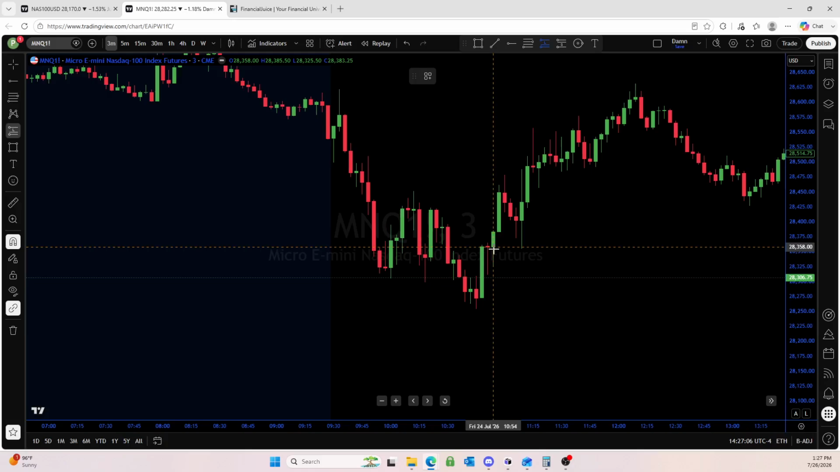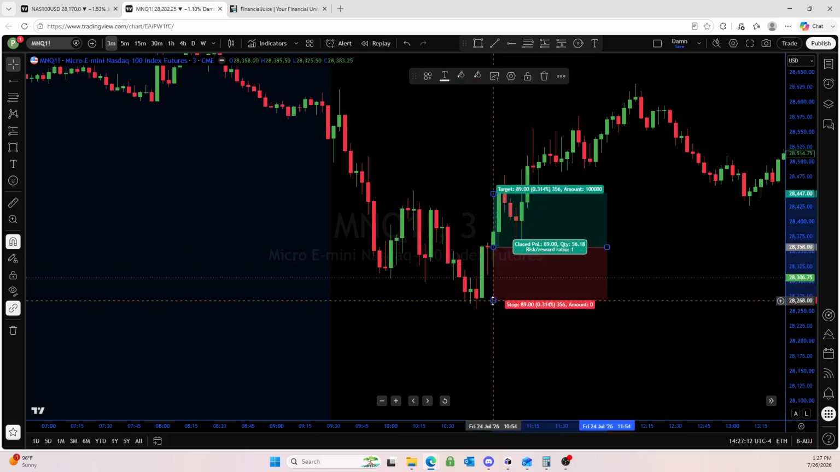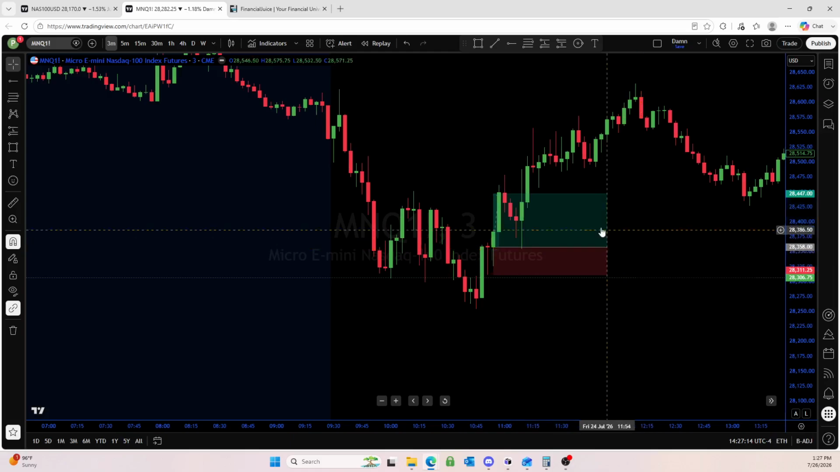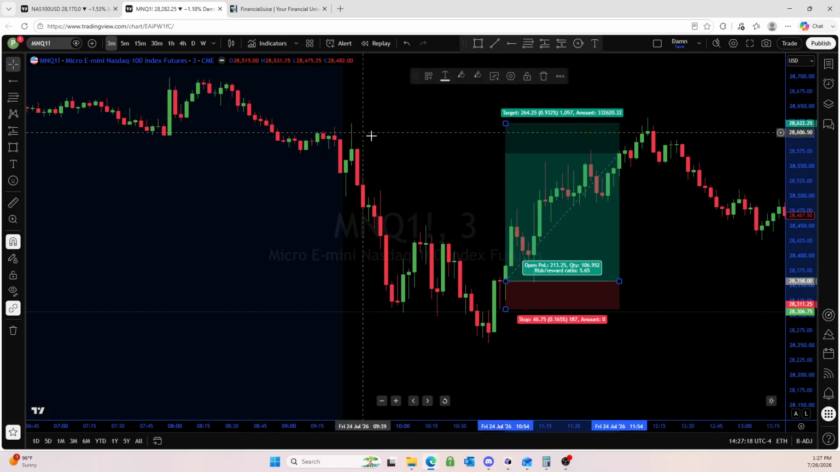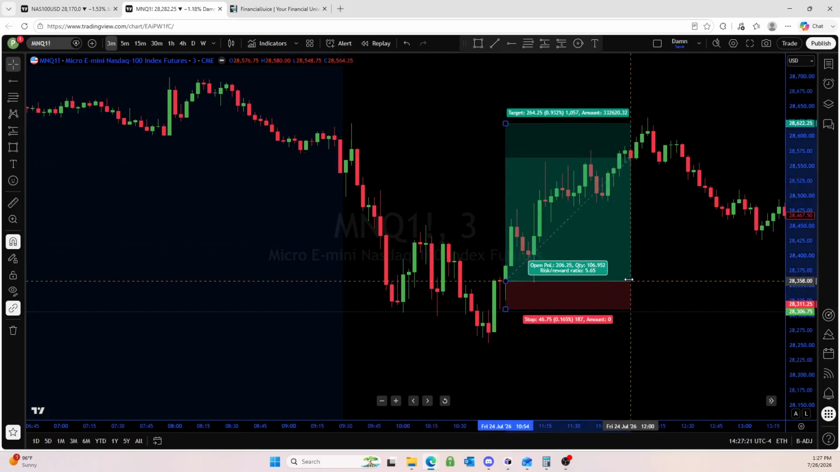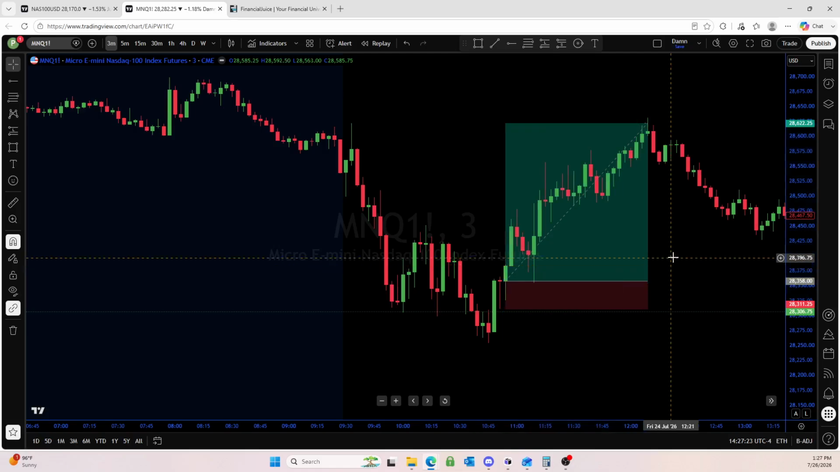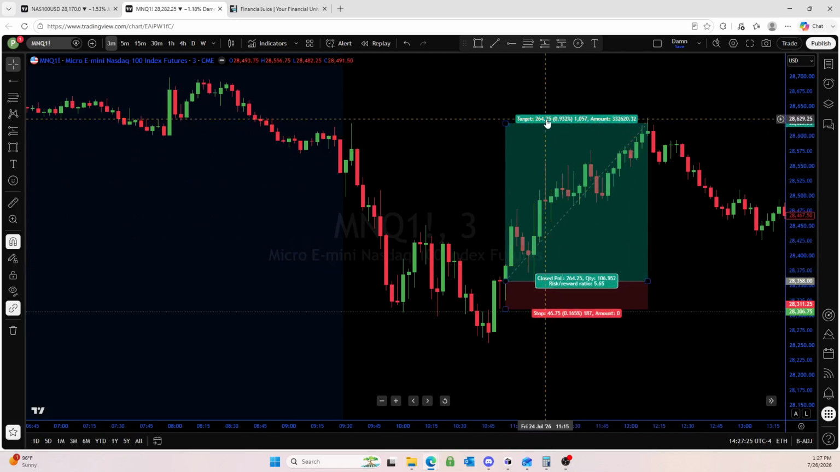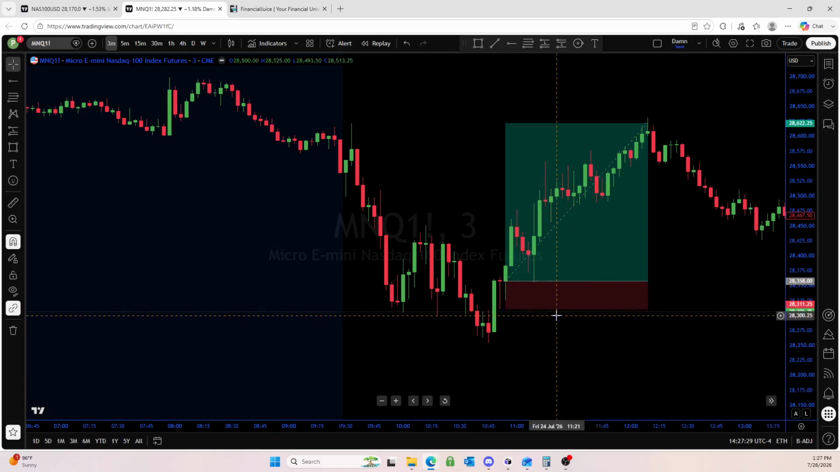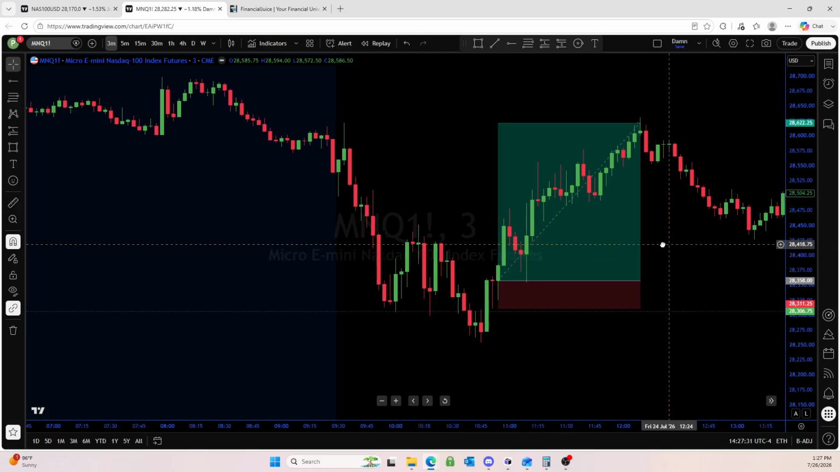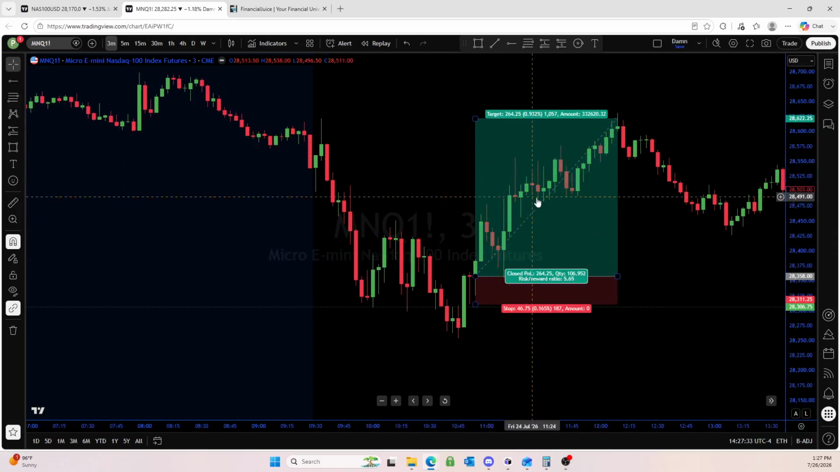So what I did was I bought right here at the close of this candle. The next candle opened up. I immediately bought. My stop loss goes at the bottom of the previous candle, and my take profit would have been all the way up here. That is my target. All right, so it would have been a 264-point move and only risking about 46, almost 47 points. All right, so that is how you draw up what your expected trade would be.